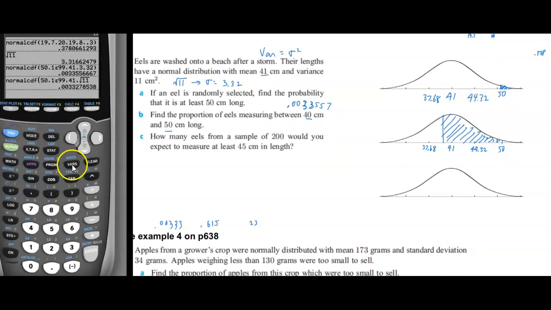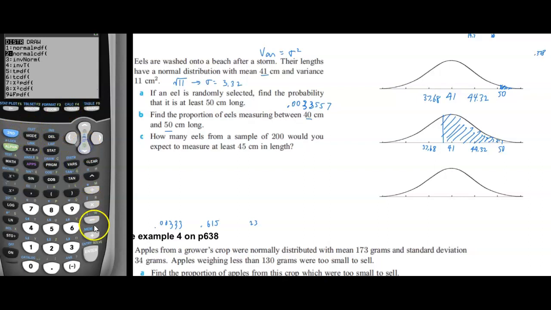We're going to do second distribution, norm CDF, and we're going to put in 40 and 50 for my lower and my upper. And then for the mean, I'm going to put 41, and then I put square root of 11 for sigma, paste that, and I get 0.61516.